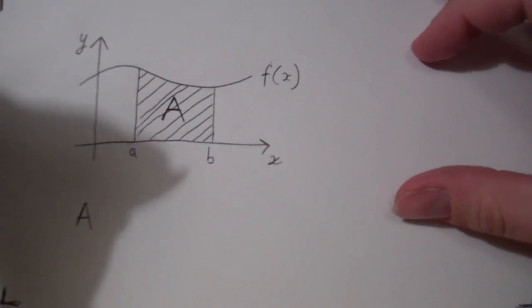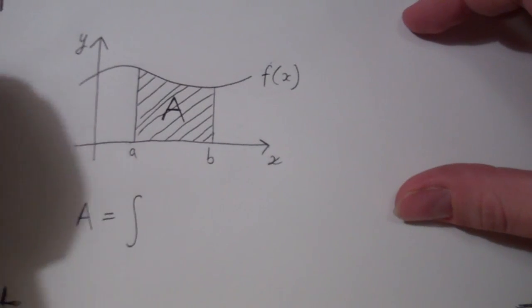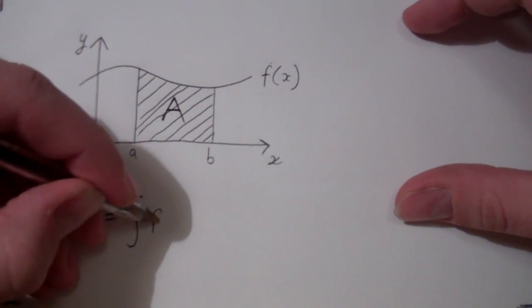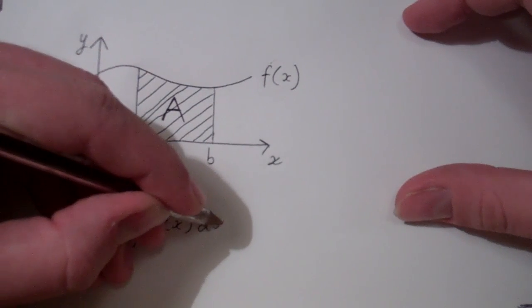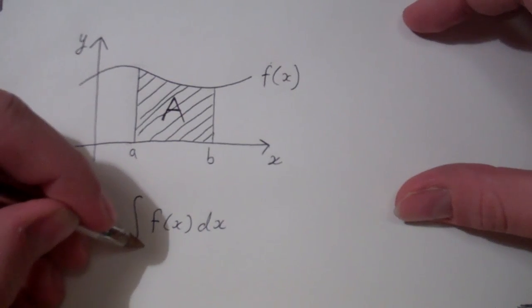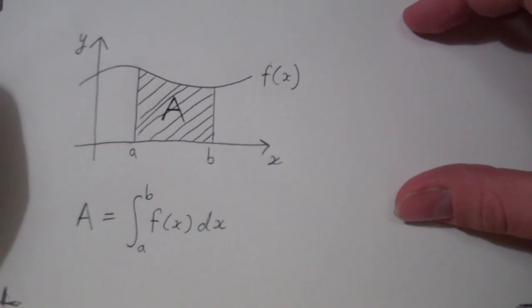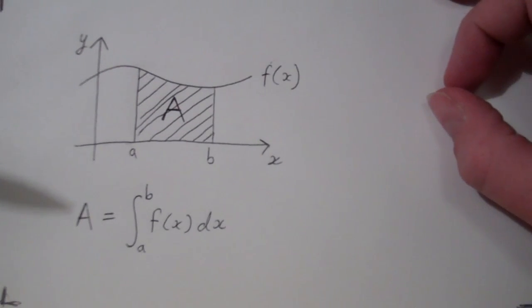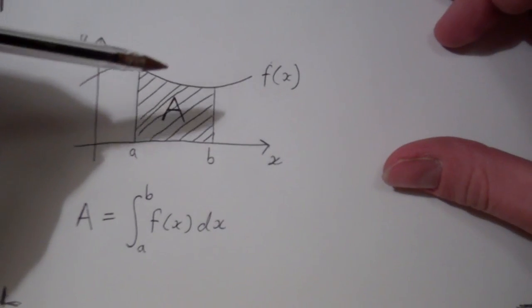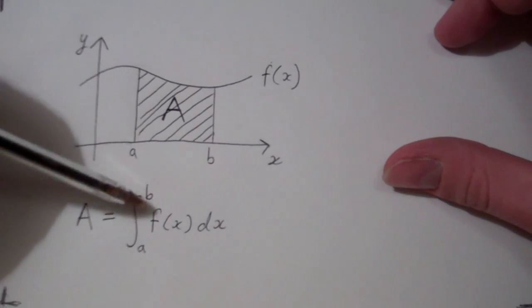is calculated using, guess what, the definite integral. So we've got the definite integral of f of x dx between the limits of a, which is the lower limit, and b, which is the upper limit. So this is part of what's known as the fundamental theorem of calculus, and that says basically that the area underneath the graph is just the definite integral of that function with the limits put in.